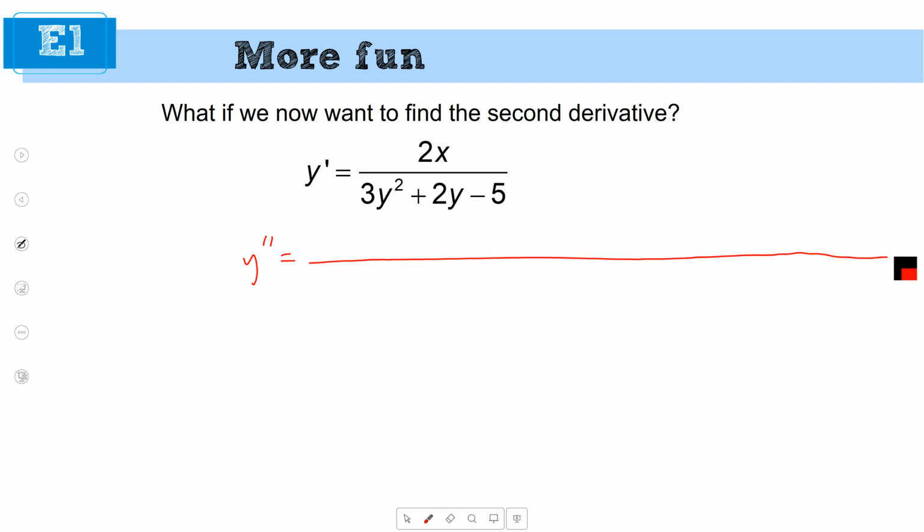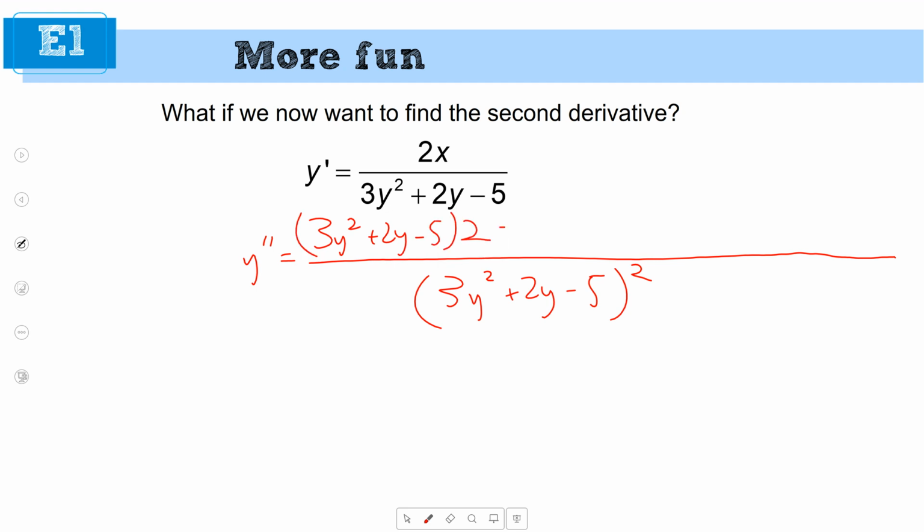How about some quotient rule? You know it's going to be bad when the gazinta bar covers half the screen. All right, here we go. 3y squared plus 2y, quantity squared. 3y squared plus 2y minus 5 times 2, minus big hunk of parentheses, 2x times the quantity 6y y prime plus 2y prime.